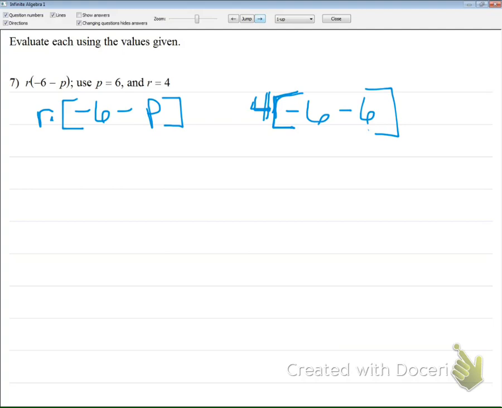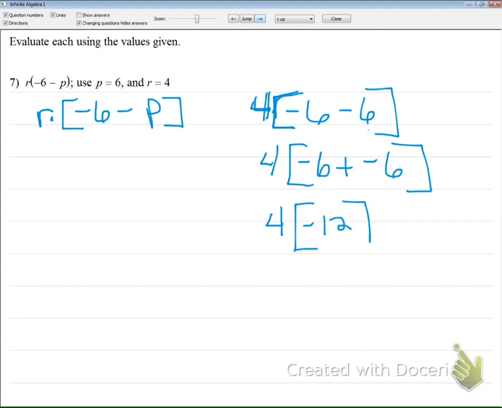Alright, so we need to do what's inside the brackets first. 4 times negative 6 minus 6. Can we do that? Not like that, you can't. So rewrite it. Keep, change, change. So 4 times, well, negative 6 plus negative 6 equals a negative 12. You would multiply 4 times 12.